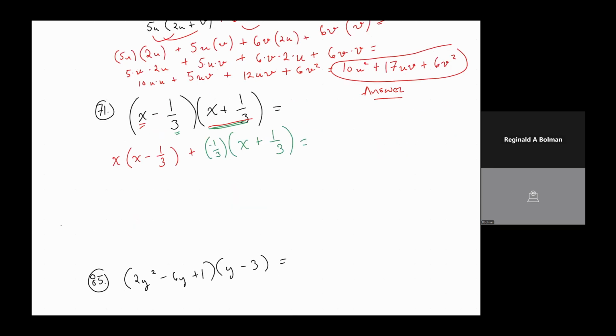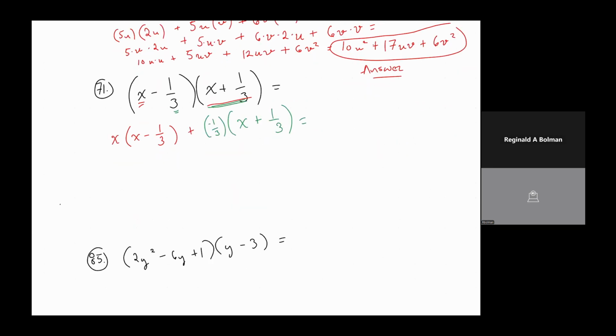All right, so what are we doing here? We are going to take x, we'll multiply with x, we'll get x times x. We're going to take our x, we multiply with negative 1/3, just like that. We take our negative 1/3, we're going to multiply it with our x value. We're going to take our negative 1/3 and we multiply with a positive 1/3 rather, not negative, positive 1/3. Just watch out for those negative signs. Don't go too quickly.